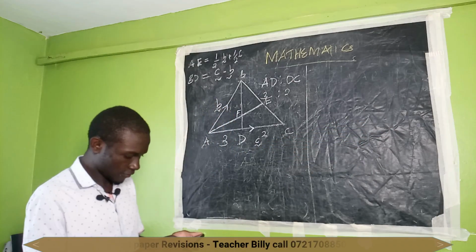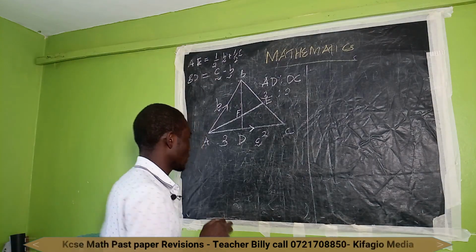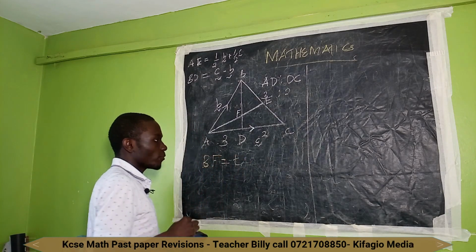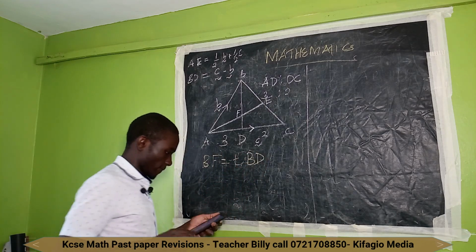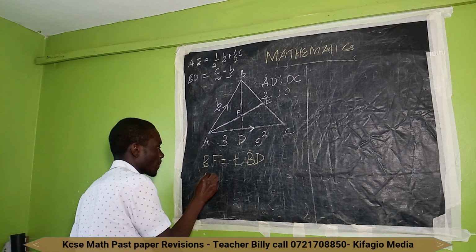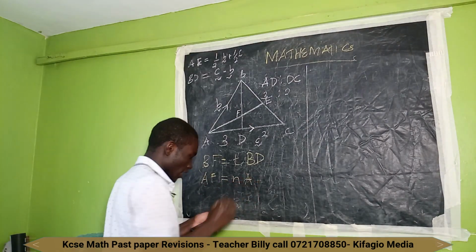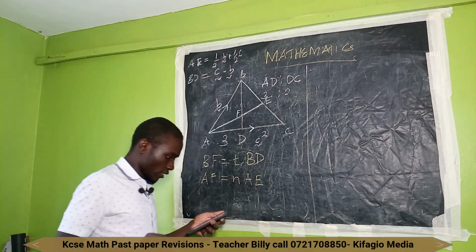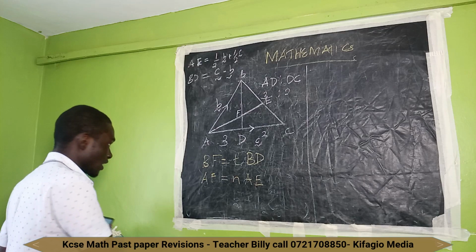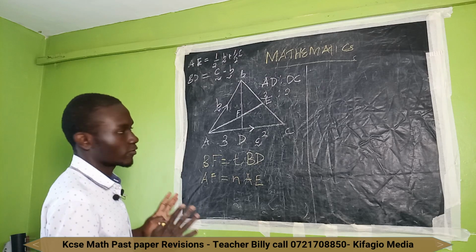The last part of the question on vectors, we are told that BF is equal to T, a scalar multiple of BD, and AF is equal to a scalar multiple N of line AE. The question is, find the value of T and N, and that is 5 marks. Class, don't panic when you see such a question. This one is very interesting. Just apply the basic principles on vectors.